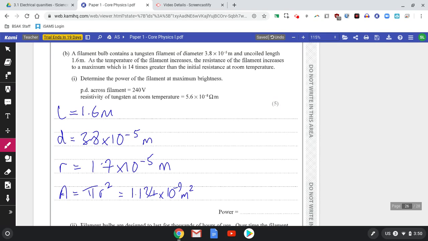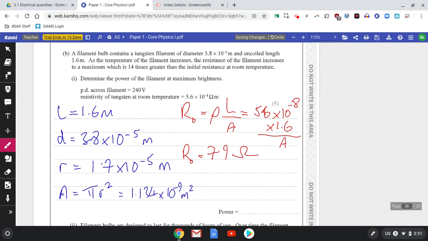We have the room temperature resistance. We need to figure that out first. The room temperature resistance, let's call it R naught, is the resistivity times length over cross-sectional area. So what values have we got? We've got resistivity, which is 5.6 times 10 to the minus 8. We've got the length, which is 1.6, and it's all divided by our area, which we've calculated down the bottom there. Now that gives us a room temperature resistance of 79 ohms, doesn't it?